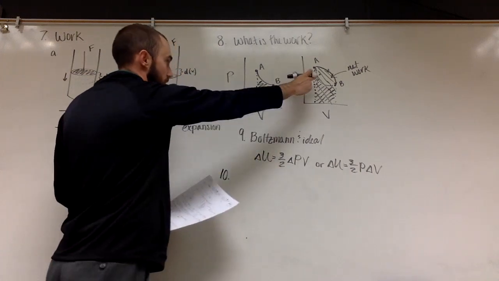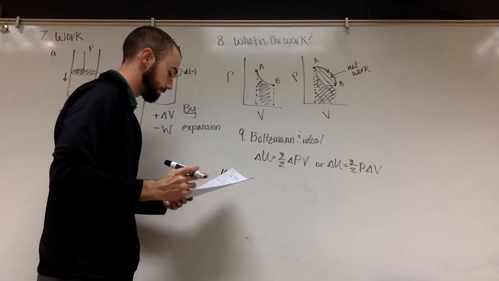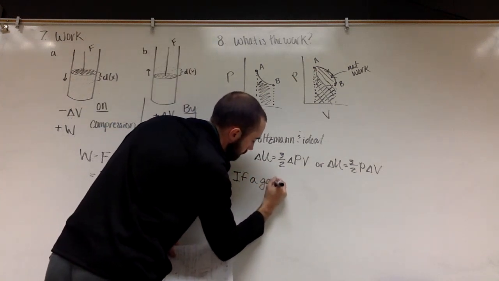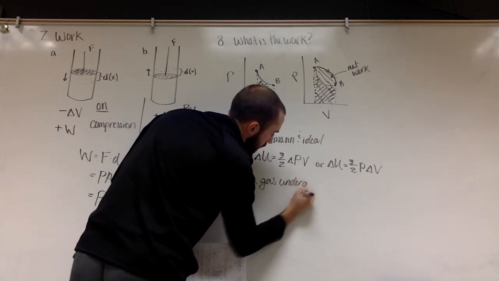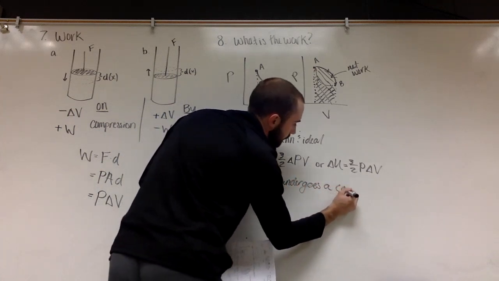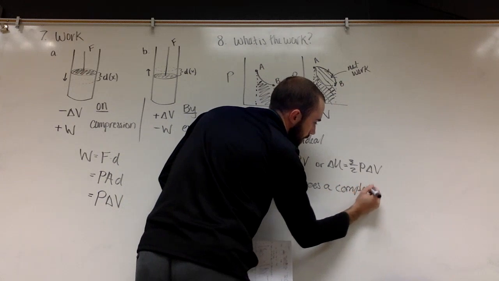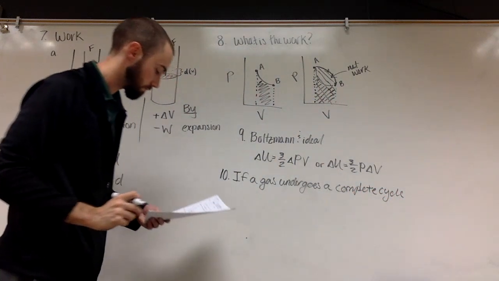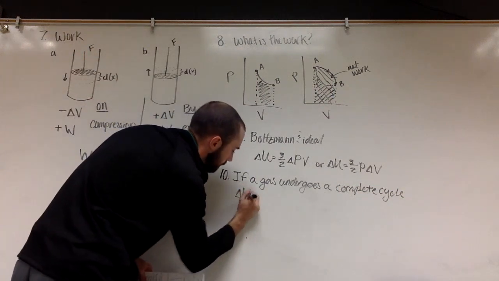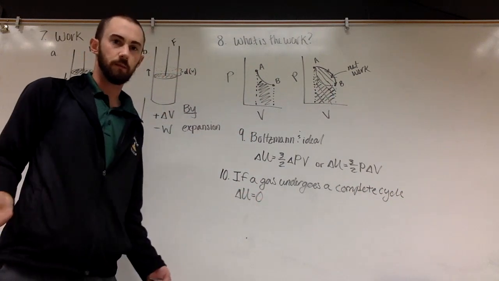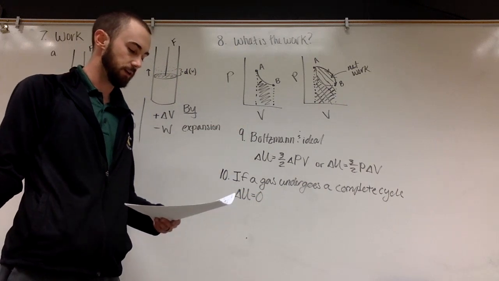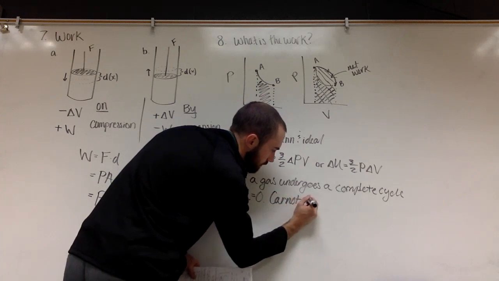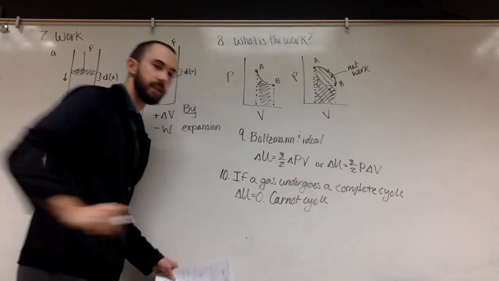So just like I said earlier, up at the top, this cycle here. If a gas undergoes a complete cycle, delta U equals 0. It ends up at the same temperature it was before. It should have the same internal energy. We call this a Carnot cycle.